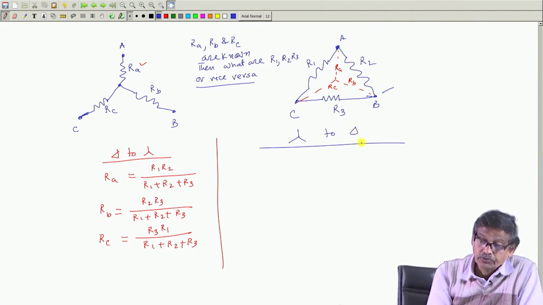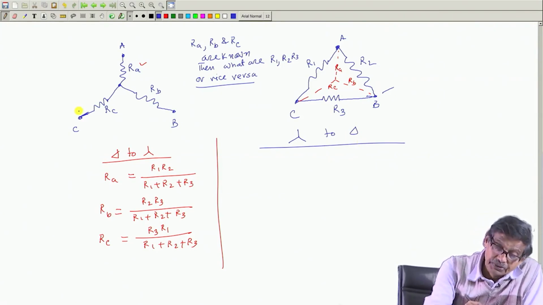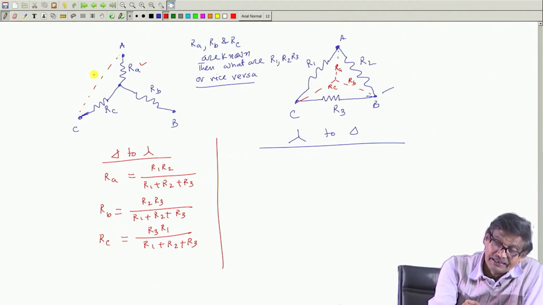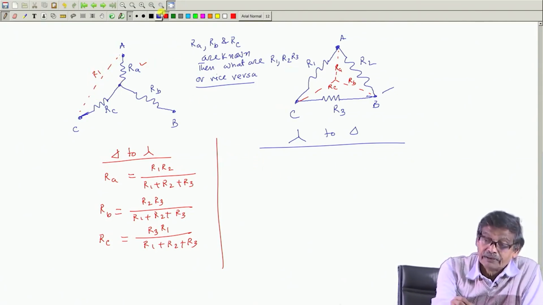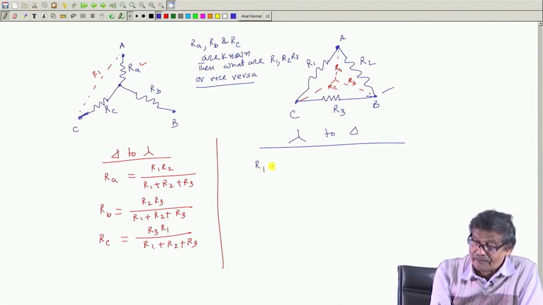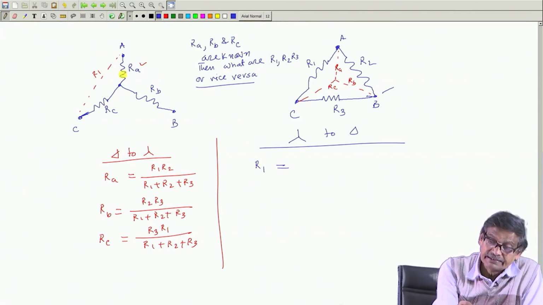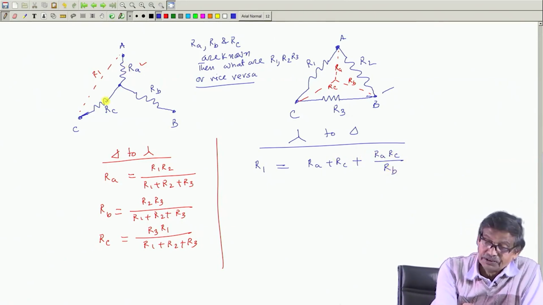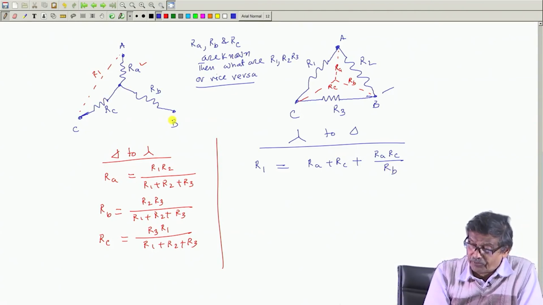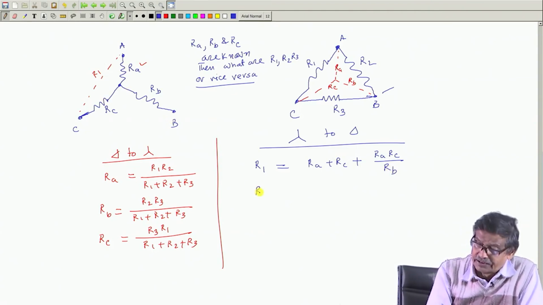transformation, that is, you know the value of R A, R B, R C, then what should be this R 1? This is here where R 1 should come. So, it is easy to remember: R 1 will be equal to the sum of the adjacent resistances, that is R A plus R C, plus R A R C divided by R B, the product of these two divided by the third one. Similarly, for this I have done, and in a similar way I will be able to do the other.